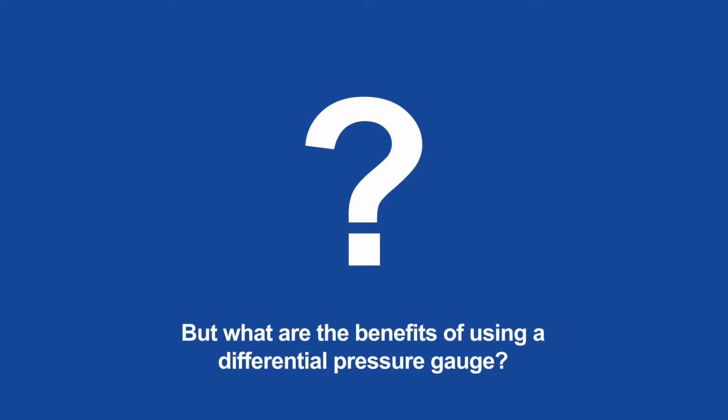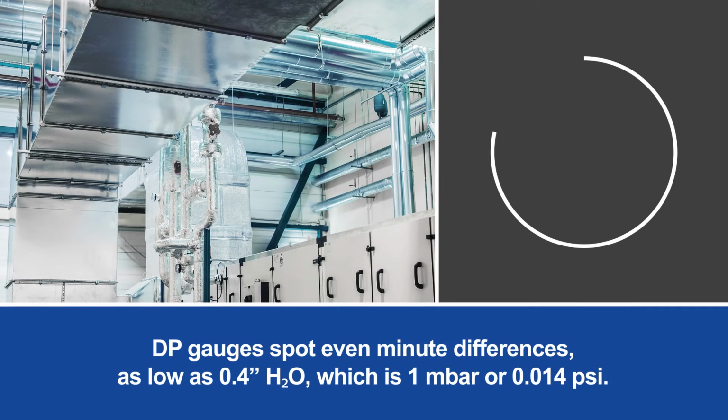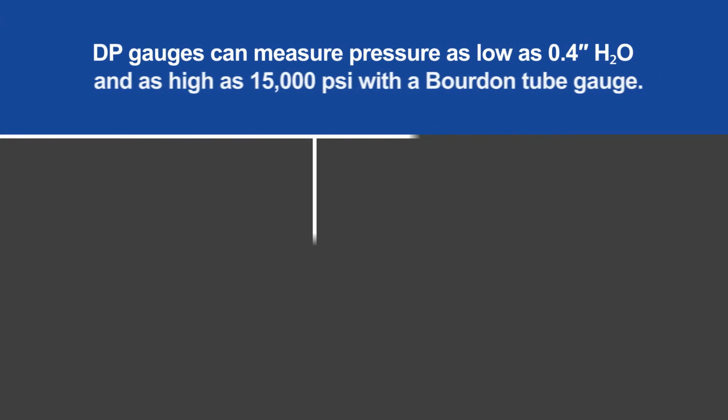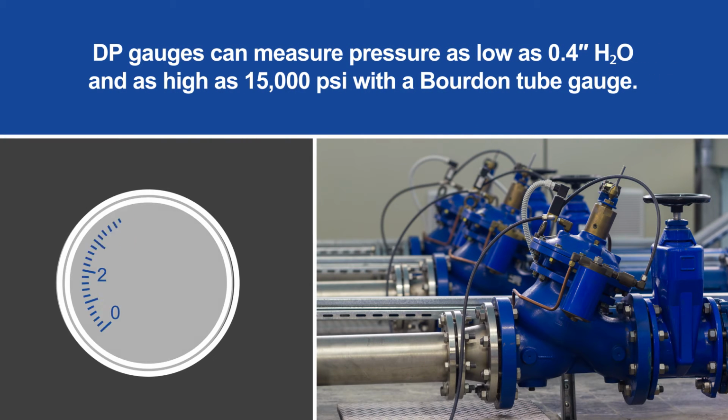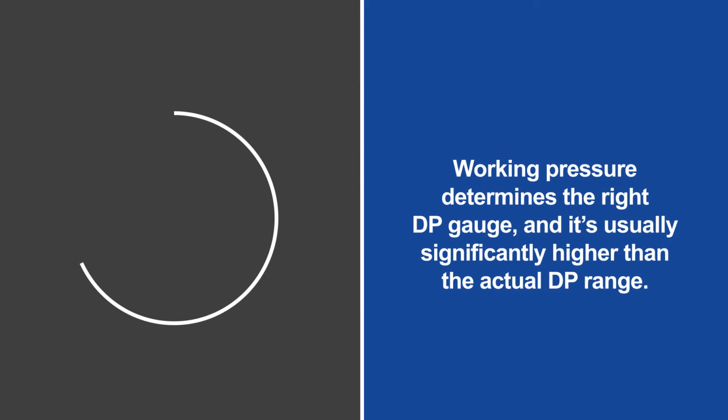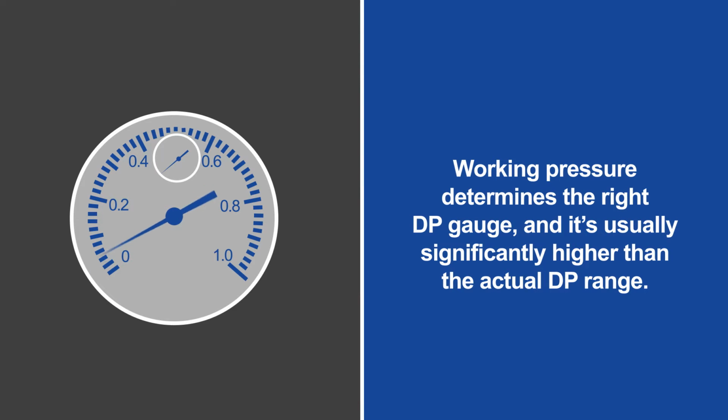Now that we've covered the main types of pressure we measure, what are the benefits of using a differential pressure gauge? They offer great sensitivity and accuracy. DP gauges are made to spot even minute differences in pressure, as low as 0.4 inches water column in air handling applications. They offer greater range and versatility. DP gauges can measure pressure as low as 0.4 inches water column and as high as 15,000 psi with a Bourdon tube gauge. Working pressure determines the right DP gauge, and in almost every DP application, it's significantly higher than the actual DP range.